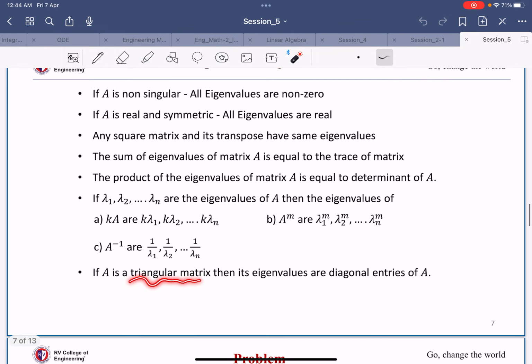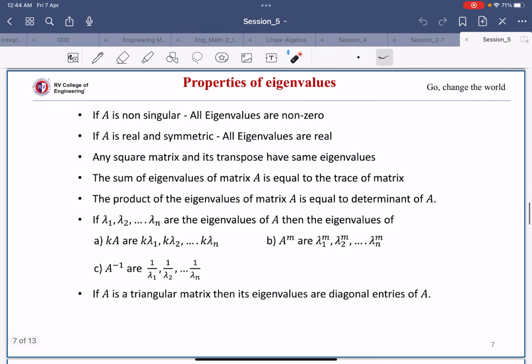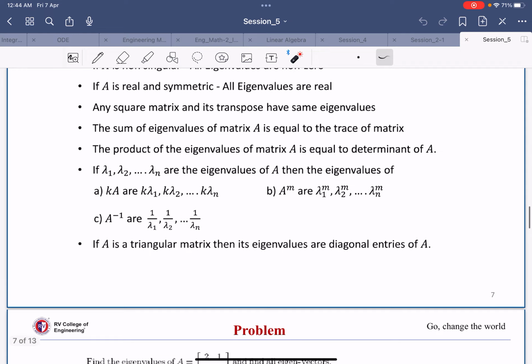If A is a triangular matrix, what is a triangular matrix? A triangular matrix is a matrix whose elements above or below the principal diagonal are zeros. So if A is a triangular matrix, then its eigenvalues are the diagonal entries of A. So you need not evaluate or determine the eigenvalues whenever it's a triangular matrix. By inspection, we may say that the diagonal entries themselves will be the eigenvalues of the triangular matrix.